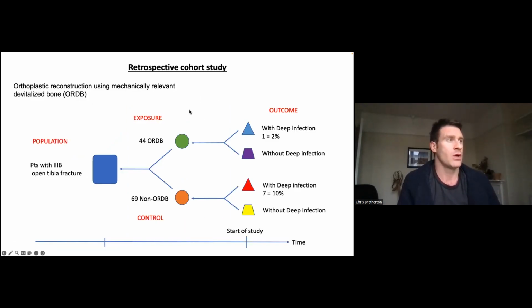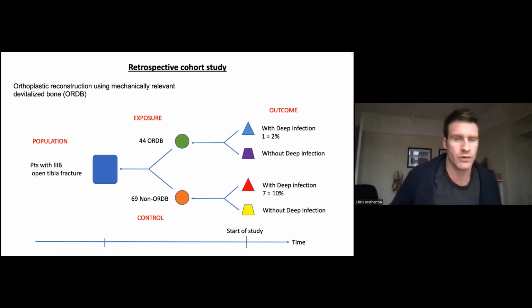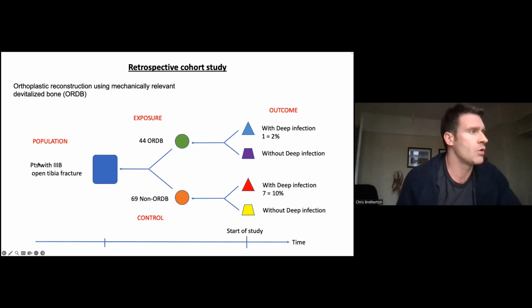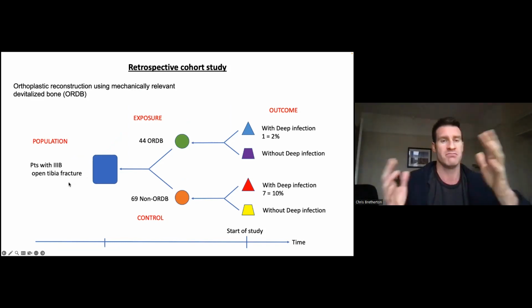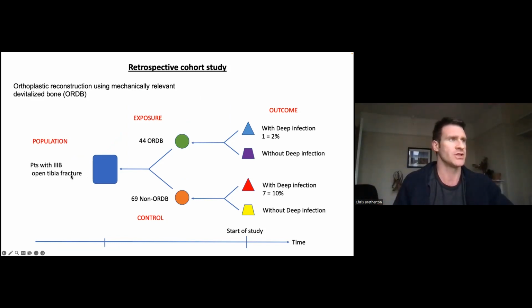So this was an example we had presented at BOTA a few years ago. Patients with 2B, 3B open tibia fractures, i.e. nasty open tibia fractures. The author presented the study where they basically looked at all the patients that had fractures and had treatment. So the time of the study was here, and they looked back. So this is a retrospective study.